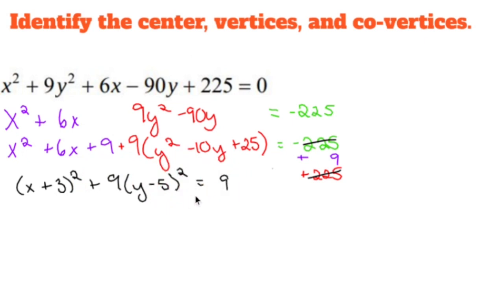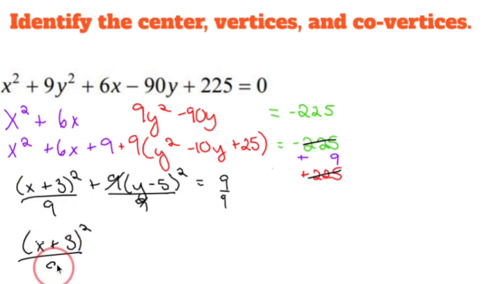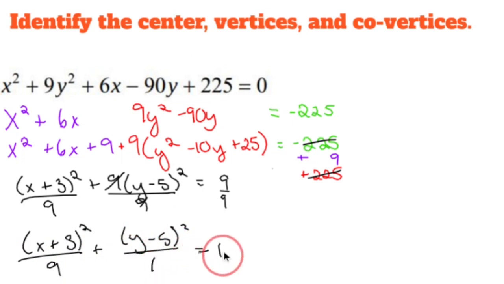Now, if it's an ellipse, I have to make this equal to 1. So let's divide everything by 9. And ooh, God is good. Look at that, over 9. And my standard form is now coming together. (x plus 3) squared over 9 plus (y minus 5) squared, I'll put over 1 even though it's not necessary, is going to equal 1.